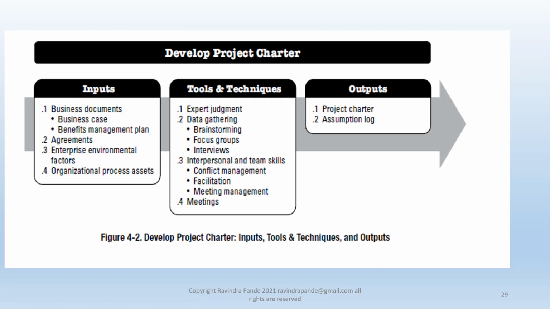So these are the inputs basically. Here we are talking about four distinct inputs: two documents, then the agreements or a set of contractual terminology, EEFs and OPAs. So these are the four inputs that come to the develop project charter. Now let's understand what we do. Yes, sir. Please go ahead.